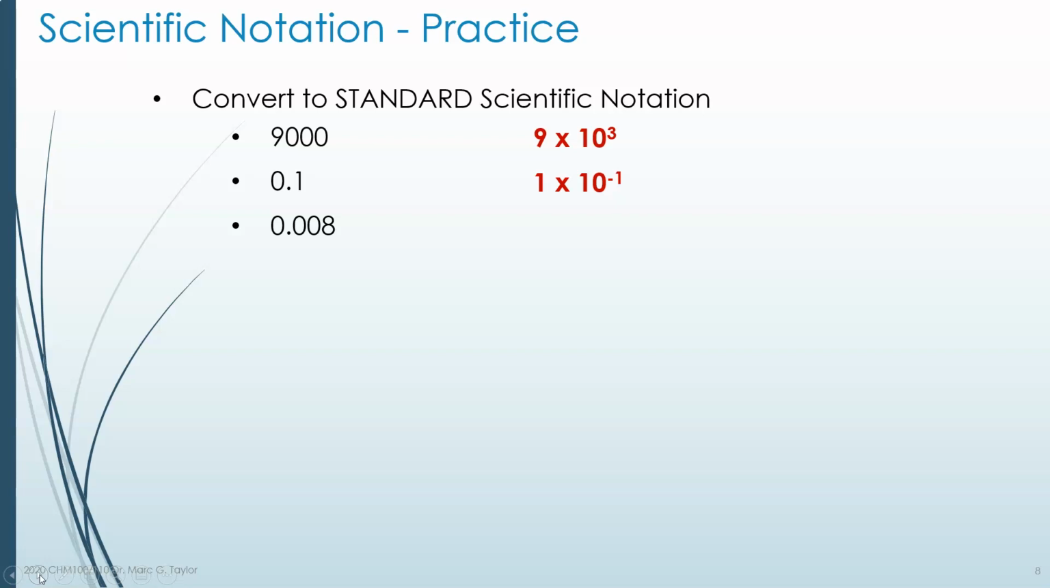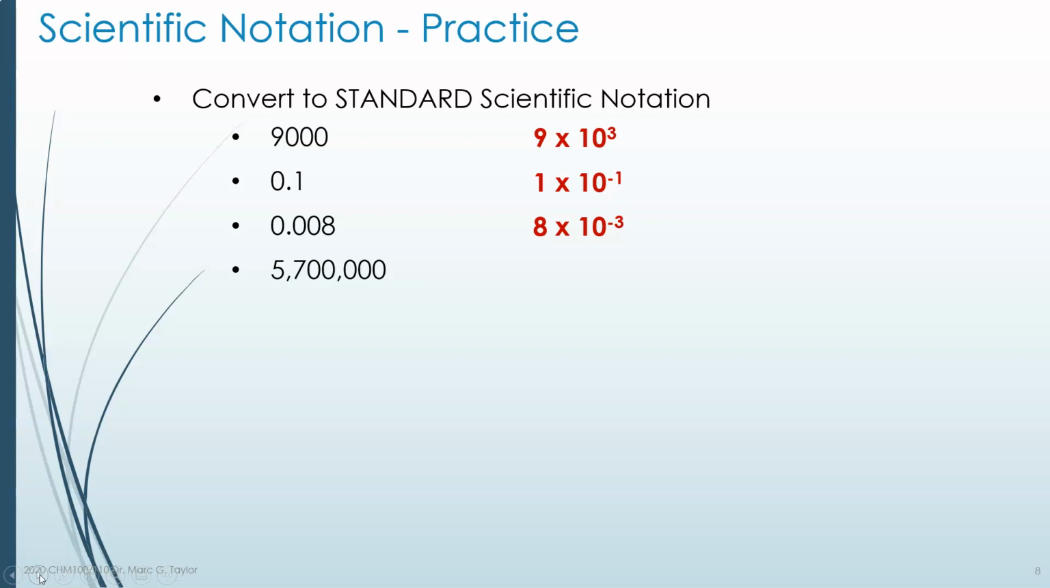0.008: we know the first digit is 8. There are no more digits after the 8. So it's 8 times what power? Well, notice that the 8 is sitting in the third decimal place. Therefore, it's 8 times 10 to the minus 3.